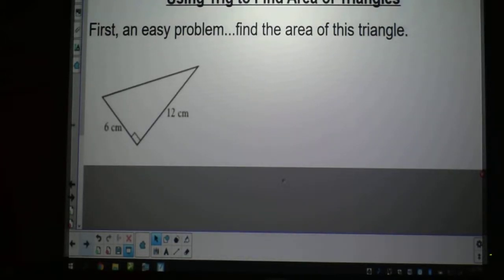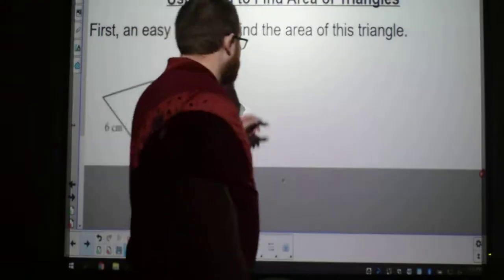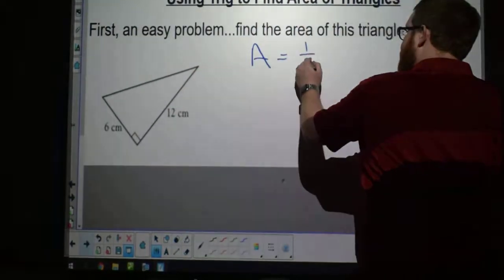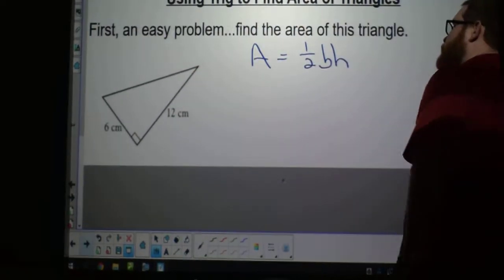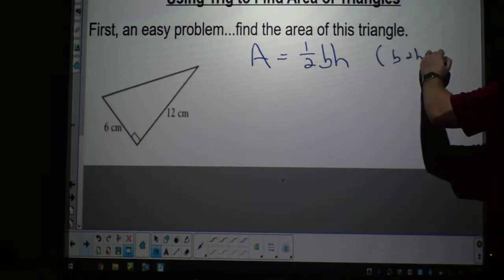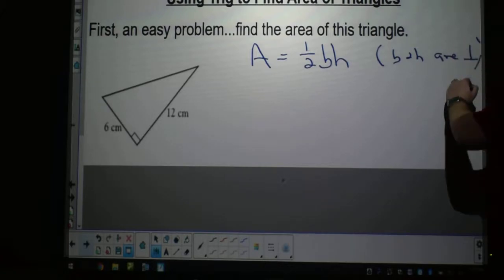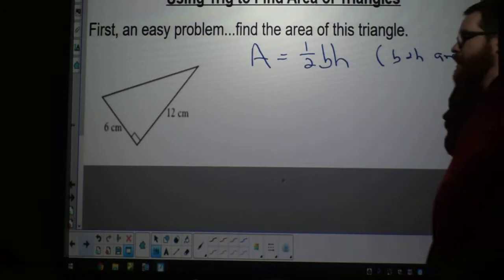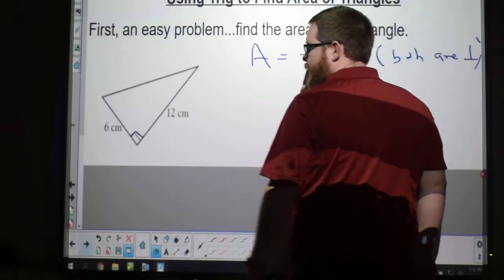The second part of this lecture is about area. How do you find the area of a triangle? Well, this is a problem you would have had in geometry. The area formula for a triangle that you're used to seeing is 1/2 base times height. But the thing you have to remember here is that base and height are perpendicular to each other. In other words, base and height meet at a right angle.